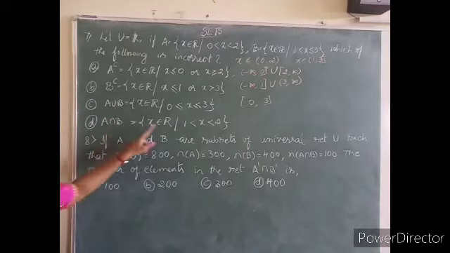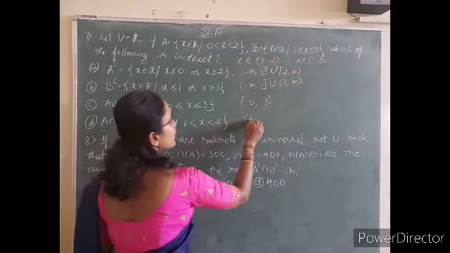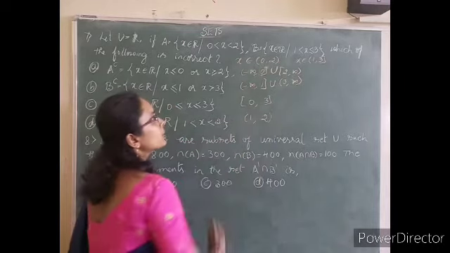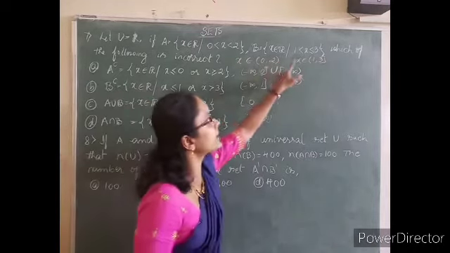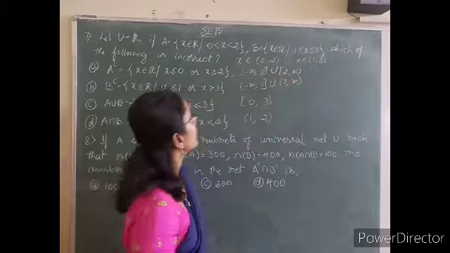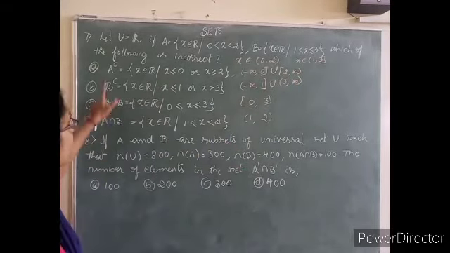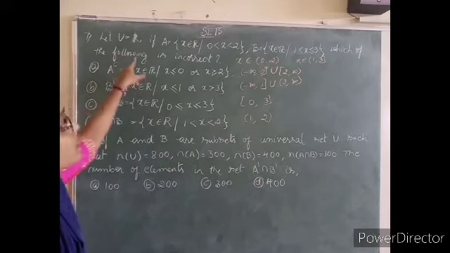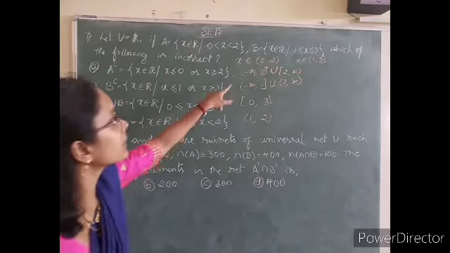Here A intersection B is 1 strictly less than x strictly less than 2. Therefore this is the open interval 1 comma 2. So this is the set A and this is the set B here. We discuss first A complement. We have to choose the incorrect option here.